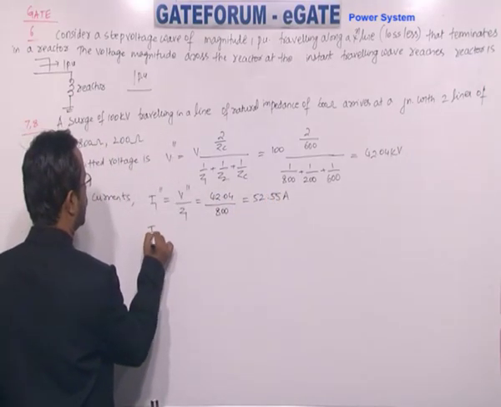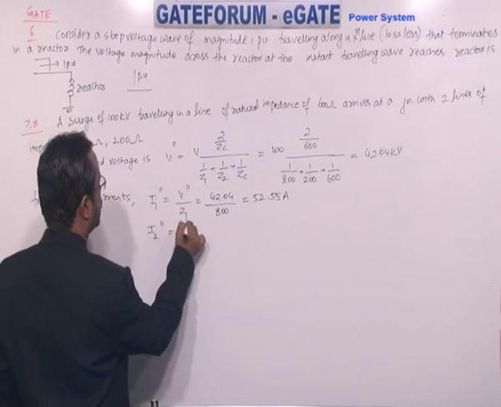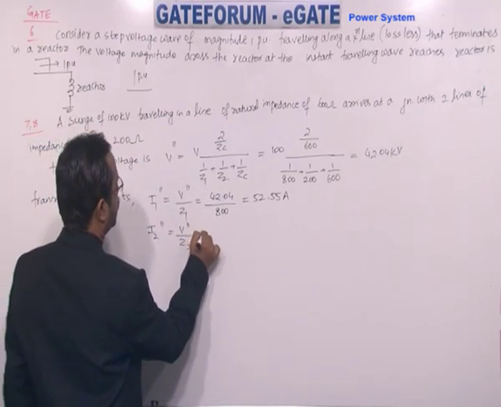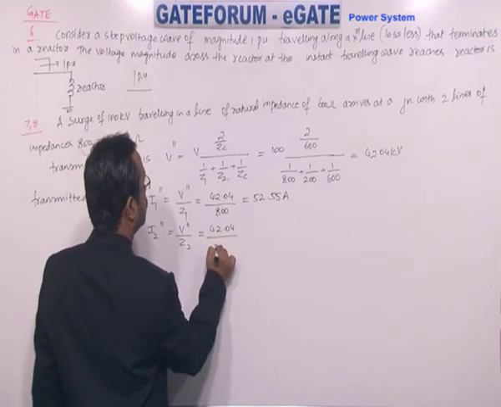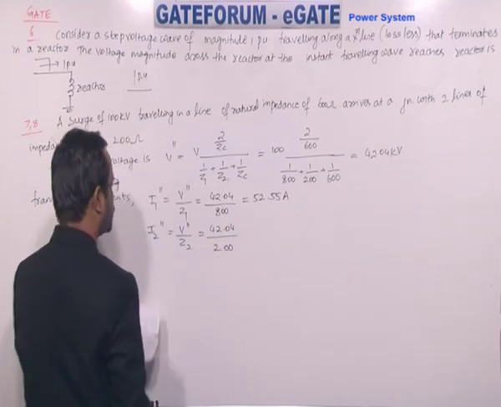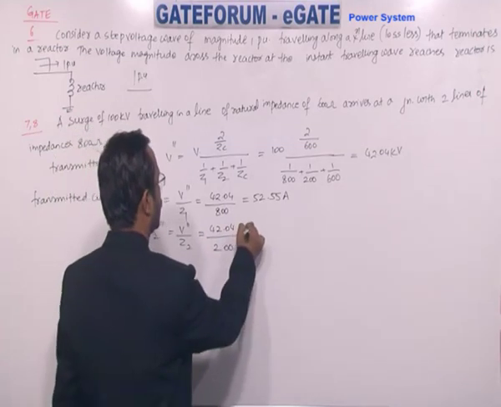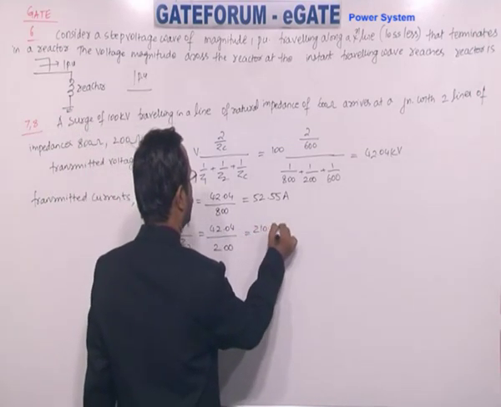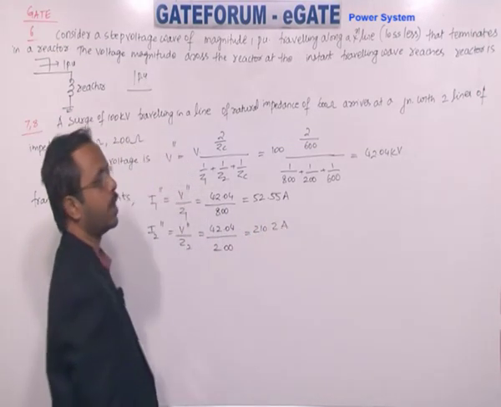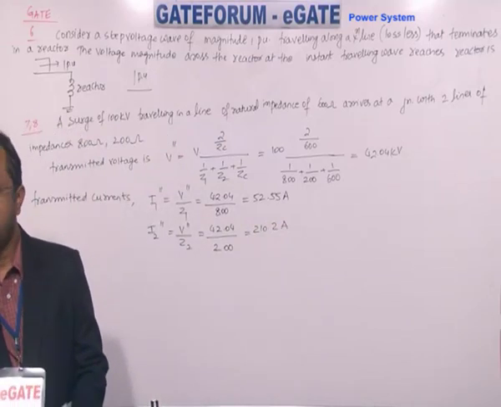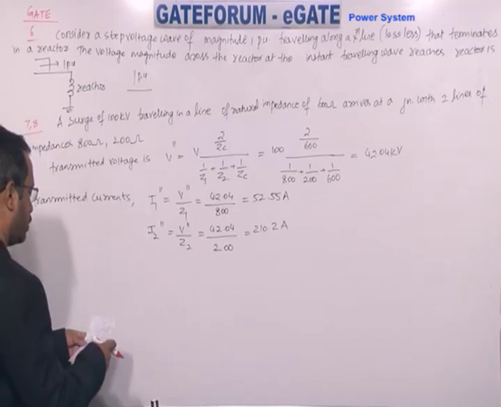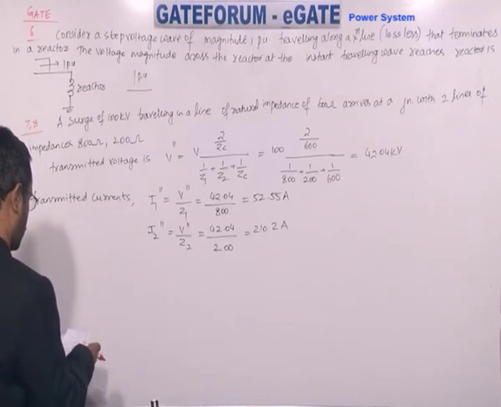How to find the second transmitted current? I2 double dash equals V double dash by Z2. Z2 is 200. On simplifying, you get 210.2 amperes. Answer is 210.2 amperes.